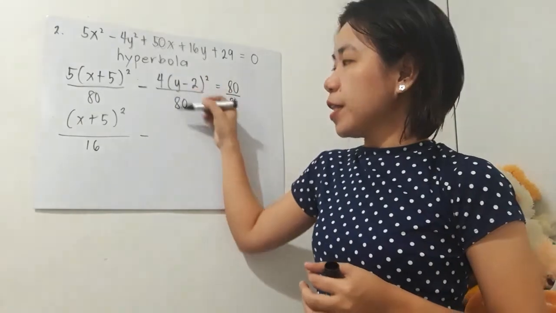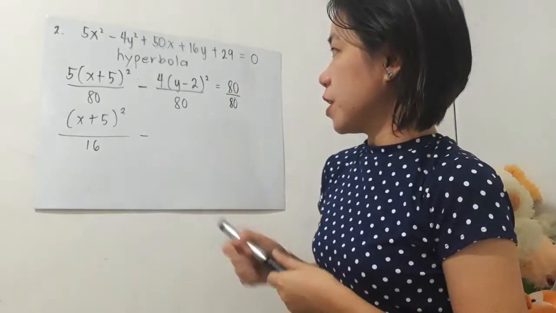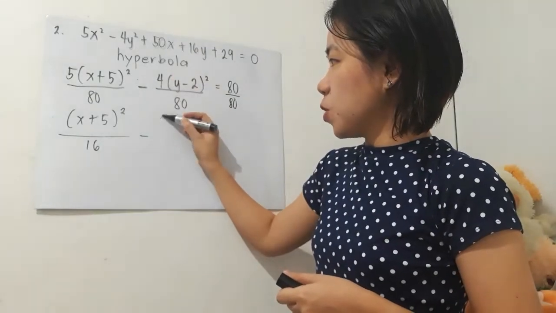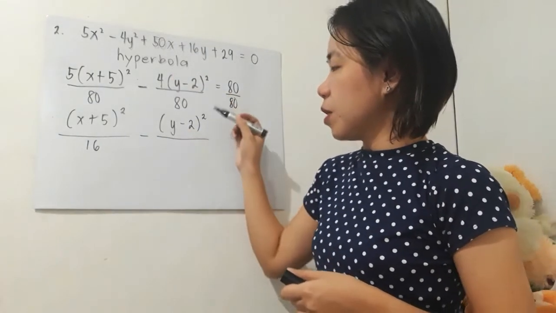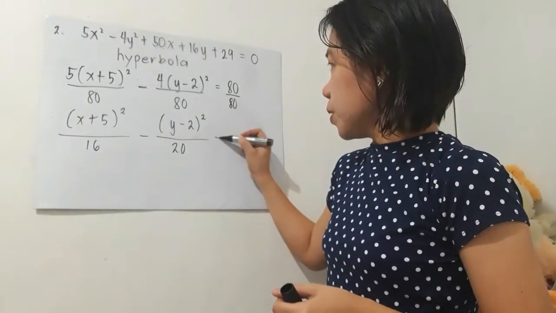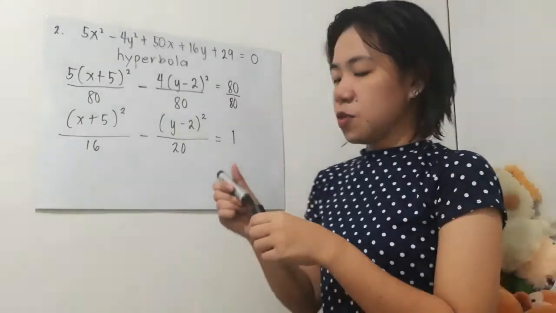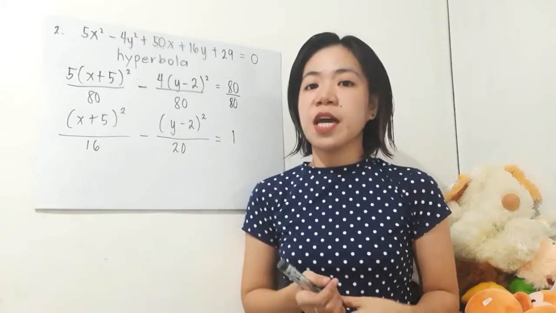Minus 4 and 80, their GCF is also 4. So we divide by 4. That is 1. Again, no need to write 1 on that part. Over 80 divided by 4 is 20, equals 80 divided by 80 is 1. So this is now the standard form of the equation of the given hyperbola.